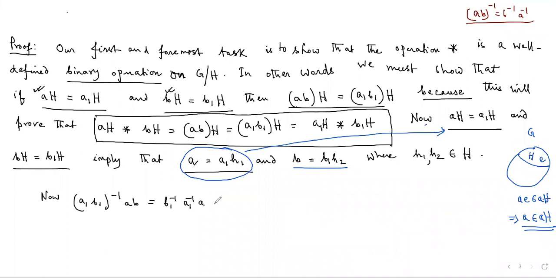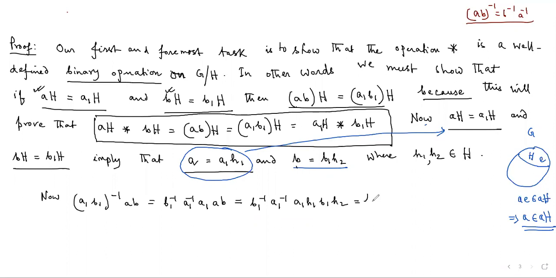I will not associate the numbers. Associating the numbers will not do any good to my calculation. So B1 inverse A1 into AB. If I write so, then in the next line I can write it as B1 inverse into A1 inverse, and in place of this AB, A can be replaced by A1 H1 and B can be replaced by B1 H2, just like we assumed over here in the previous line. Yeah, now it is all right.